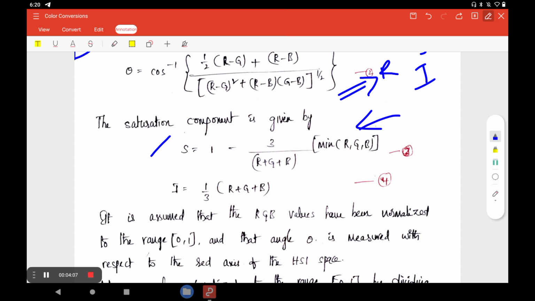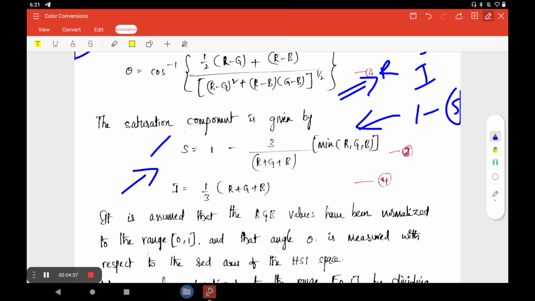So S is saturation. Saturation means how much of the color is diluted in pure white. Suppose one is pure white, then the remaining is nothing but color components. So 1 minus the remaining color components gives the color component present in the pure color, also called white color. Intensity is nothing but the average value, where I is equal to the average, since we have three planes: red, green, blue.